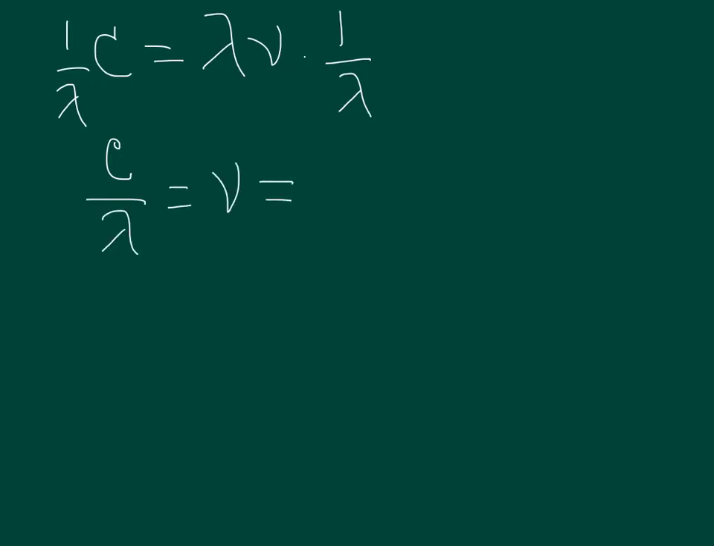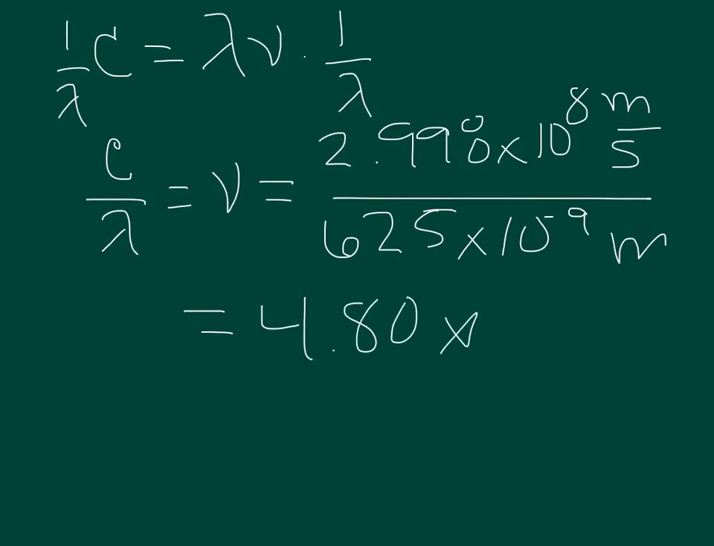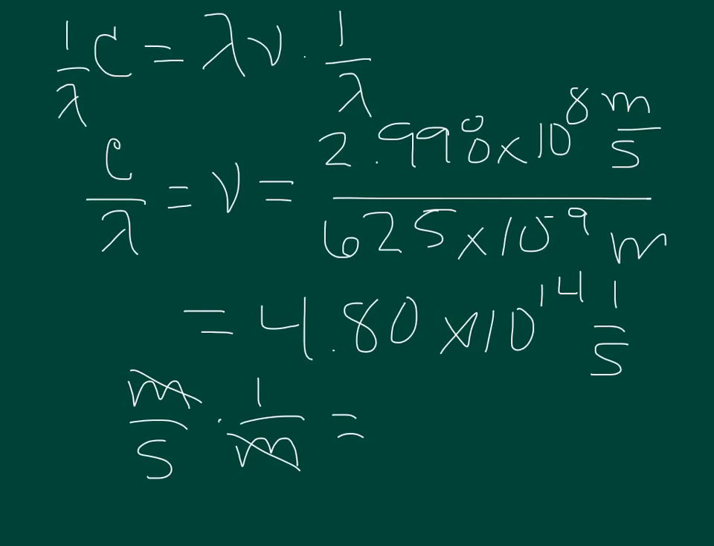I plug in what I've been given, my 2.998 times 10 to the 8th meters per second over my wavelength, which is 625 times 10 to the negative 9th meters, and I get as an answer 4.80 times 10 to the 14th inverse seconds. My inverse seconds came from my meters per second divided by meters, or multiplied by 1 over meters. My meters canceled out, I'm left with 1 over seconds. This makes sense because inverse seconds is my unit for frequency.